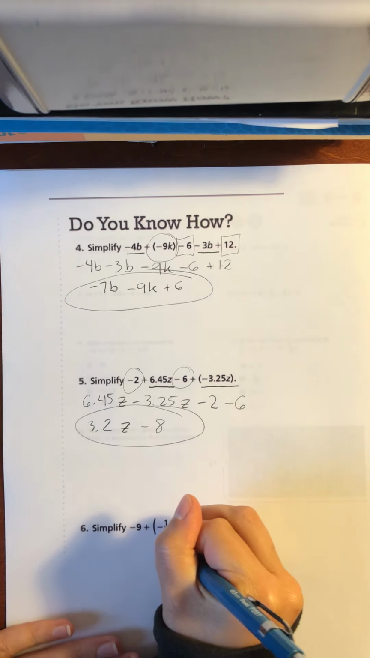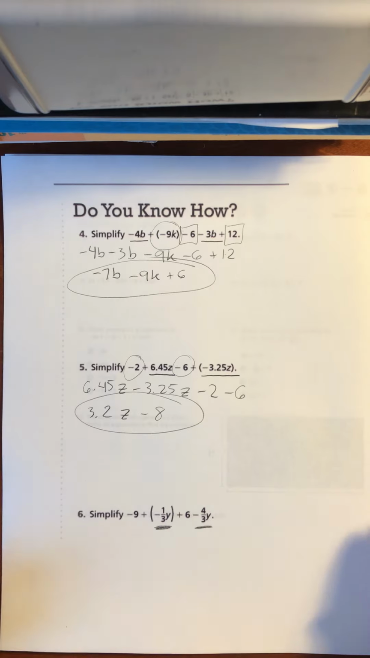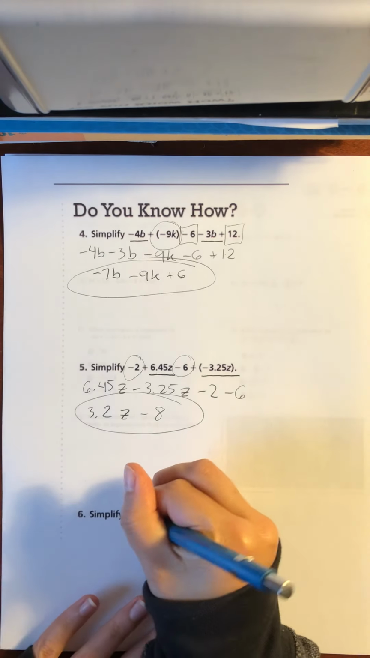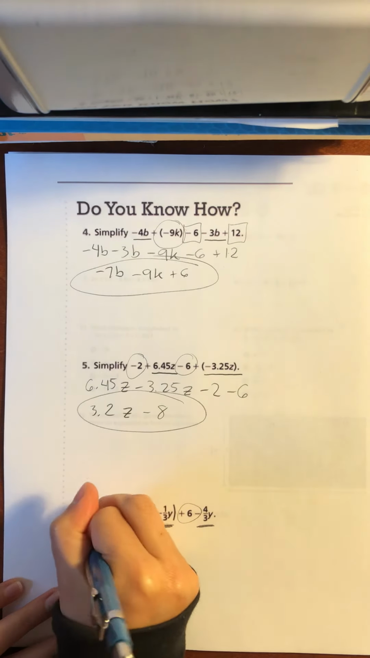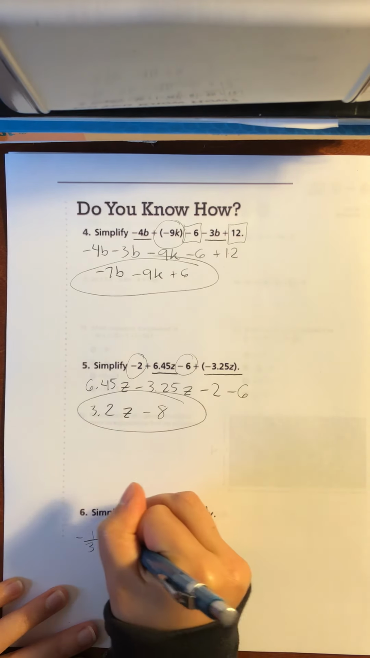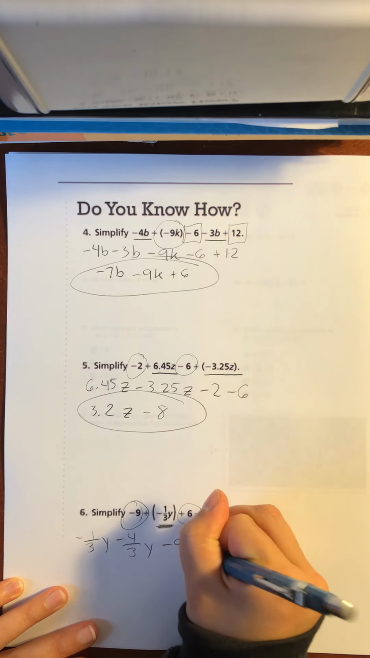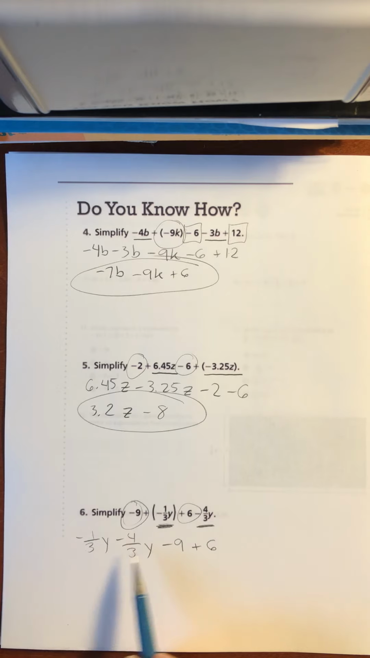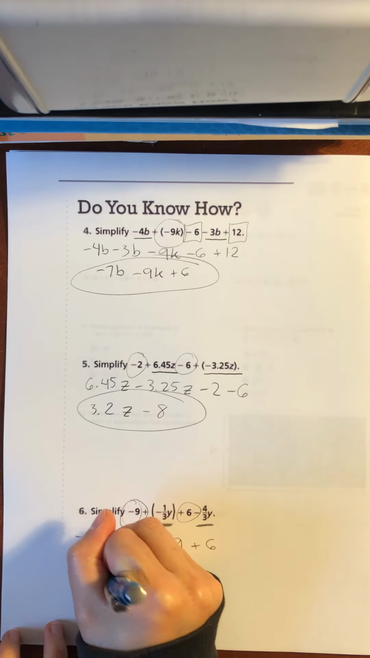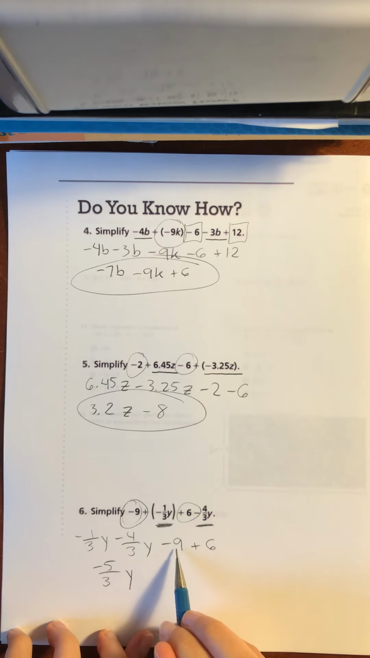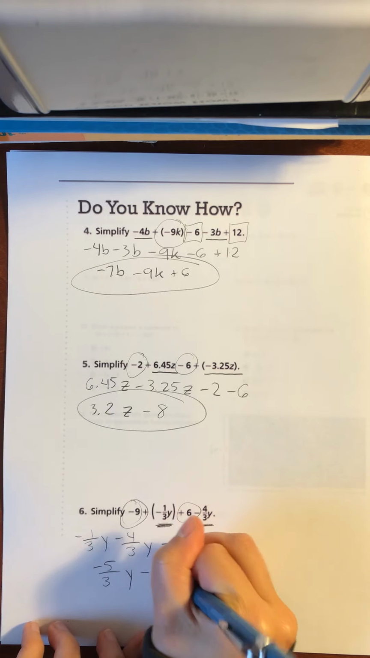Last but not least, we have negative 1/3 y, negative 4/3 y. We have negative 9 and positive 6. So negative 1/3 y minus 4/3 y, and then negative 9, positive 6. Negative 1/3 minus 4/3. Negative 1 minus 4 is negative 5/3 y. Negative 9 plus 6 is negative 3.